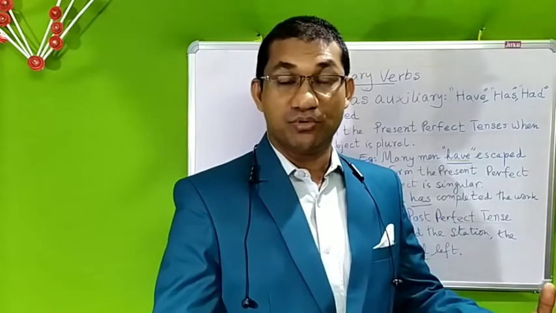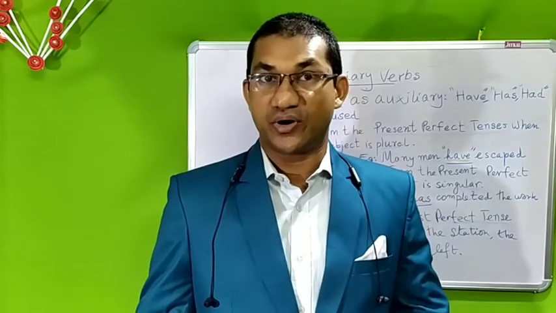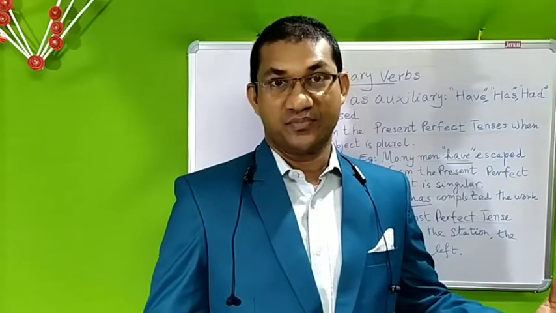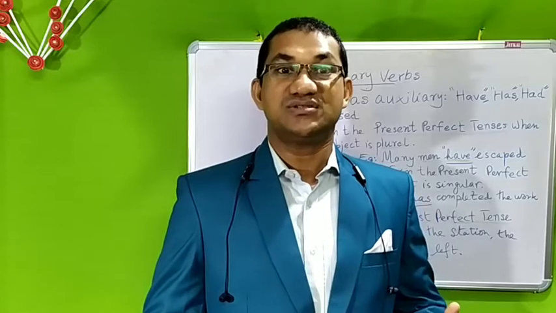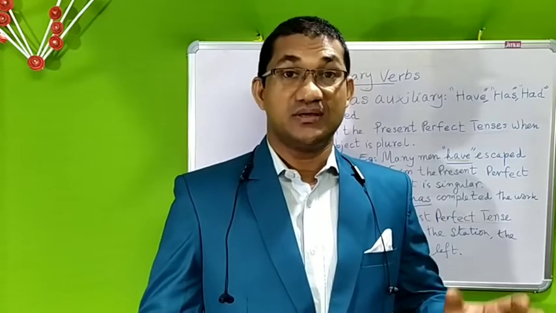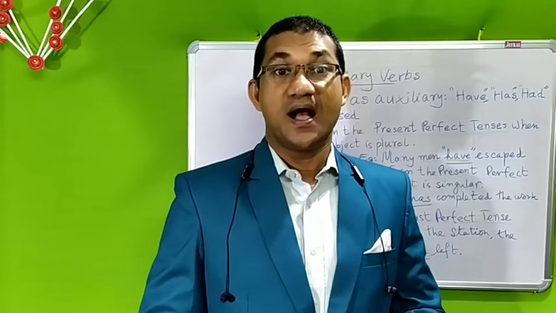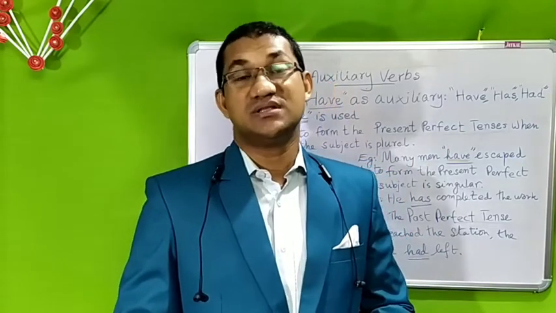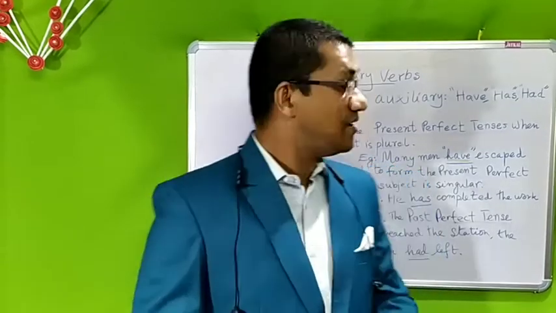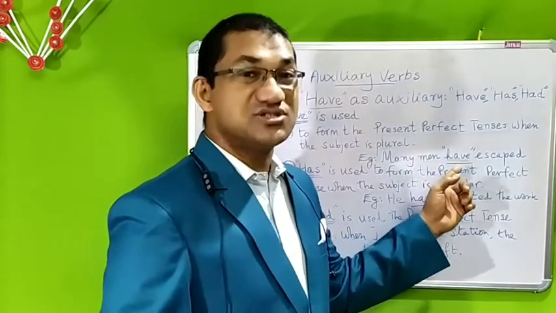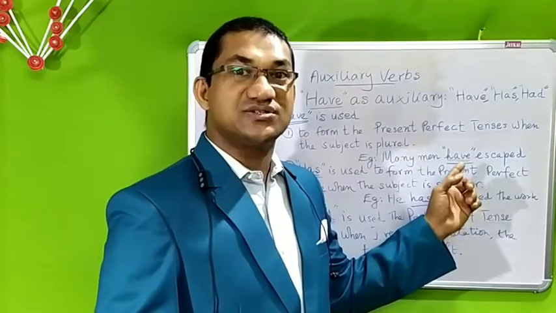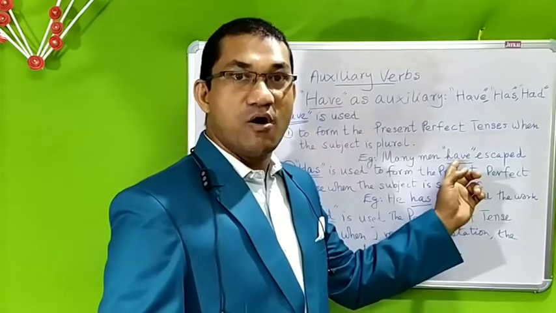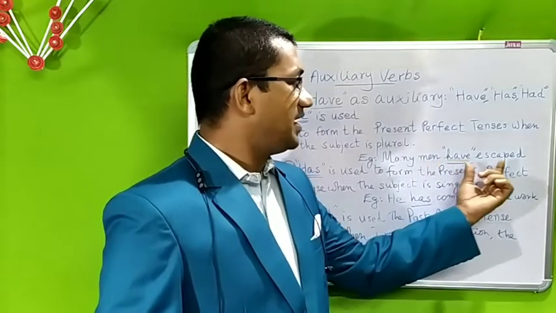We say, I have read the book, I have written a story, I have seen the film, I have watched the film, I have collected the material. All this is present perfect tense with the first person pronoun I. And now it is used in the present perfect tense again with a plural subject, and we say many men have escaped. Many men have escaped. So have is the auxiliary verb we discussed, and escaped is the past participle.